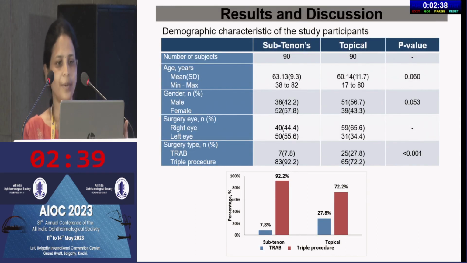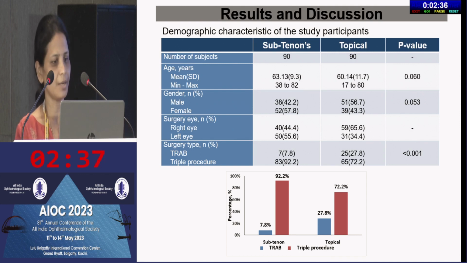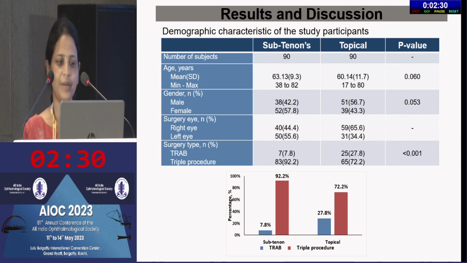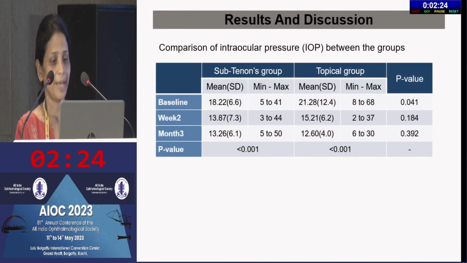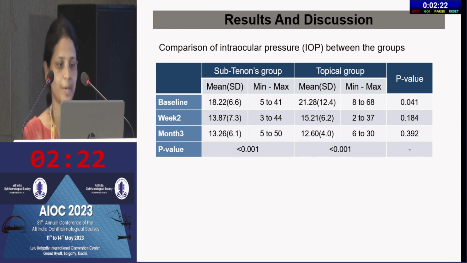The demographic profile of the study population shows the majority of females underwent surgery under subtenon and the maximum number of males under topical. The maximum number of trabeculectomies was performed under topical and the maximum number of triple procedures under subtenon anesthesia. The baseline intraocular pressure in the subtenon group was 18.22 and in the topical group was 21.28, and there is no difference at 3 months post-op.